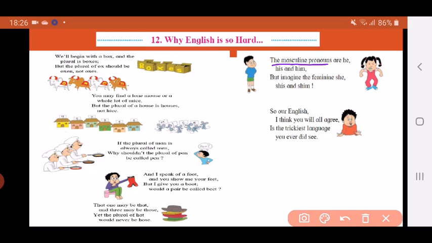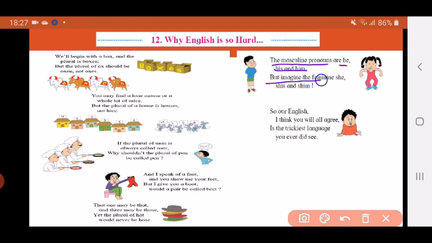So what is the pronoun? He. In the same way, if it's a girl, Sita is a girl. Now which pronoun will I use? She. She is 8 years old. So the masculine pronouns are he, his and him.